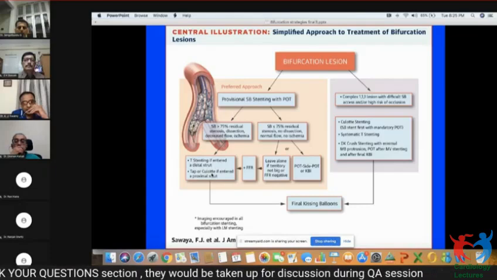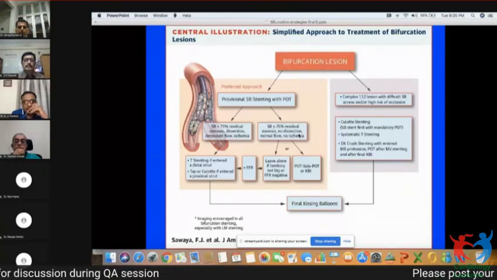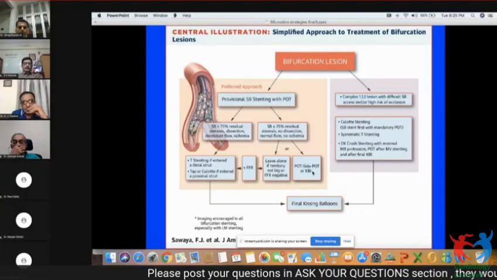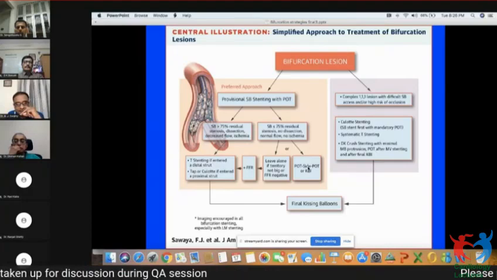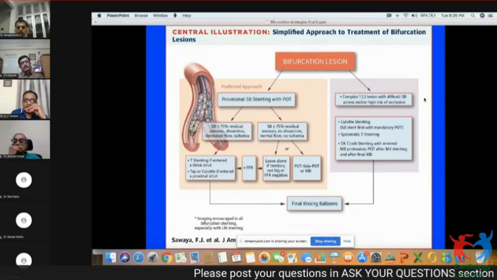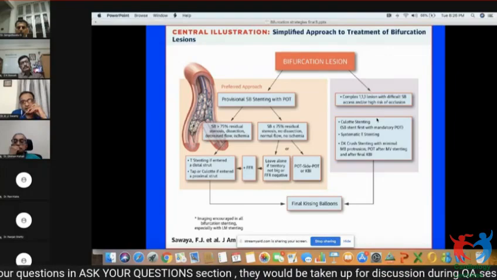If the side branch is less than 75%, no dissection, normal flow, no ischemia, it can be left alone also, or do a POT, side branch POT, or a kissing balloon, depending on your preference. A little bit more data and evidence is required for us before we make firm recommendations. And the very fact that we have got multiple strategies means no one is absolutely superior to the other. Complex, when one has difficult side branch access and high risk of occlusion, it's always better to choose two stent, culotte, T and DK crush, and we're going to look at them shortly.